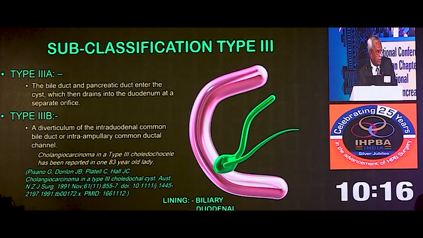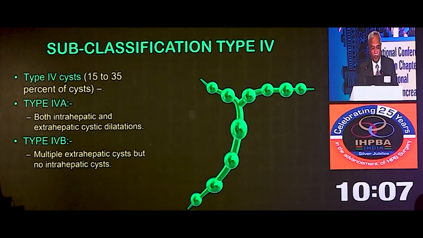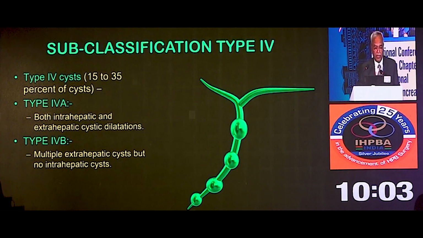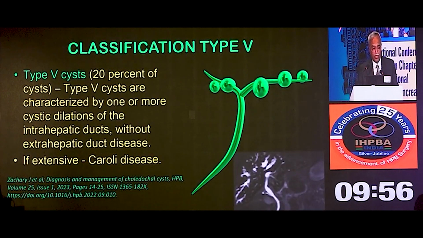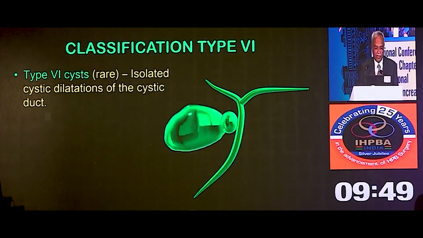Cholangiocarcinoma has been seen, but it is important to note to define whether the lining is biliary or whether it's duodenal mucosa. And we know that 4A is both intrahepatic and extrahepatic cystic dilatation, and 4B is extrahepatic dilatation but no intrahepatic cysts. Of course, type 5 is intrahepatic cystic dilatations, and if extensive, it's called Caroli's disease. Type 6 cysts are very rare. You have a cystic dilatation of the cystic duct.